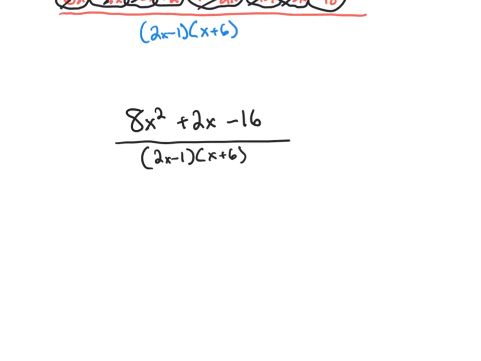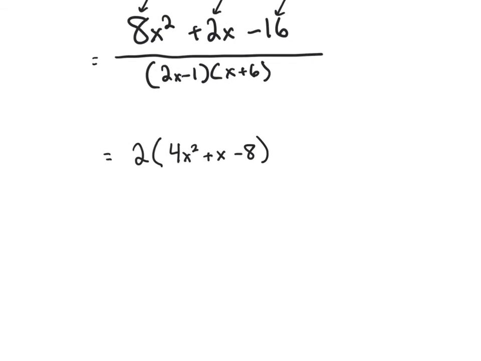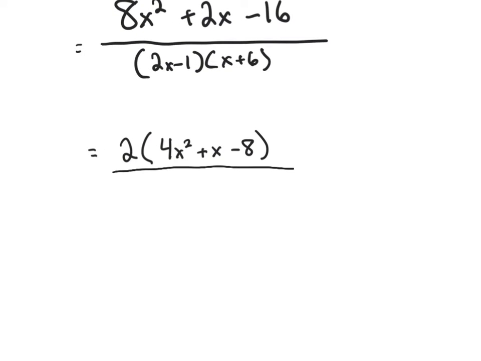Okay, oh, looks like the top is going to factor. So if it factors, I need to try it. Greatest common factor, 8, 2, 16. It looks like we have a greatest common factor of a 2 in there. So I'm going to pull out a 2. That's going to give me 4x squared plus x minus 8. Okay, so that's what that's going to look like now. Oops, on the top, let's go 2x minus 1, group x plus 6.